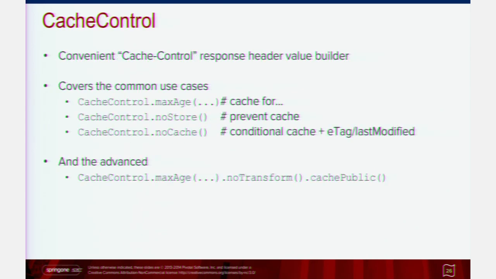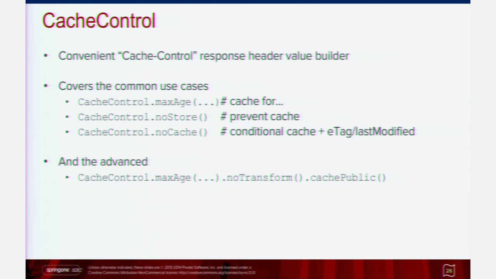So the key thing is that we have a new CacheControl type. This is new in Spring 4.2, and it's a convenient way to build the response headers in terms of caching. And it covers the common use cases. So for example, you have max age, which is where you indicate that you want the response to be cached for a certain amount of time. Then no store, this is where you want to completely prevent caching. No proxy, no browser should store this in their cache.